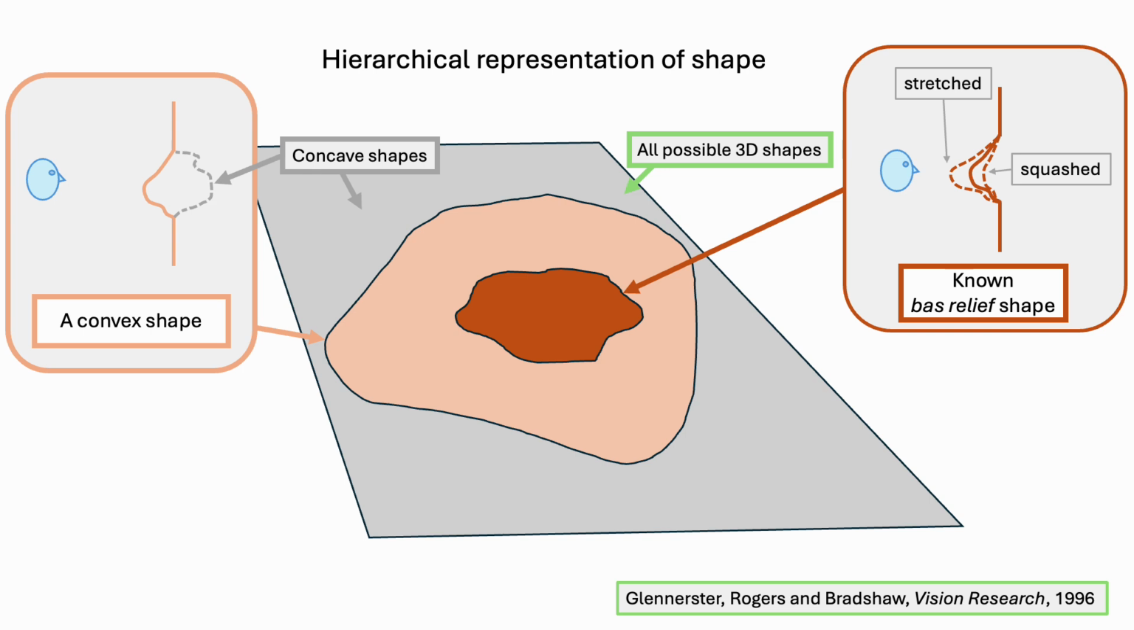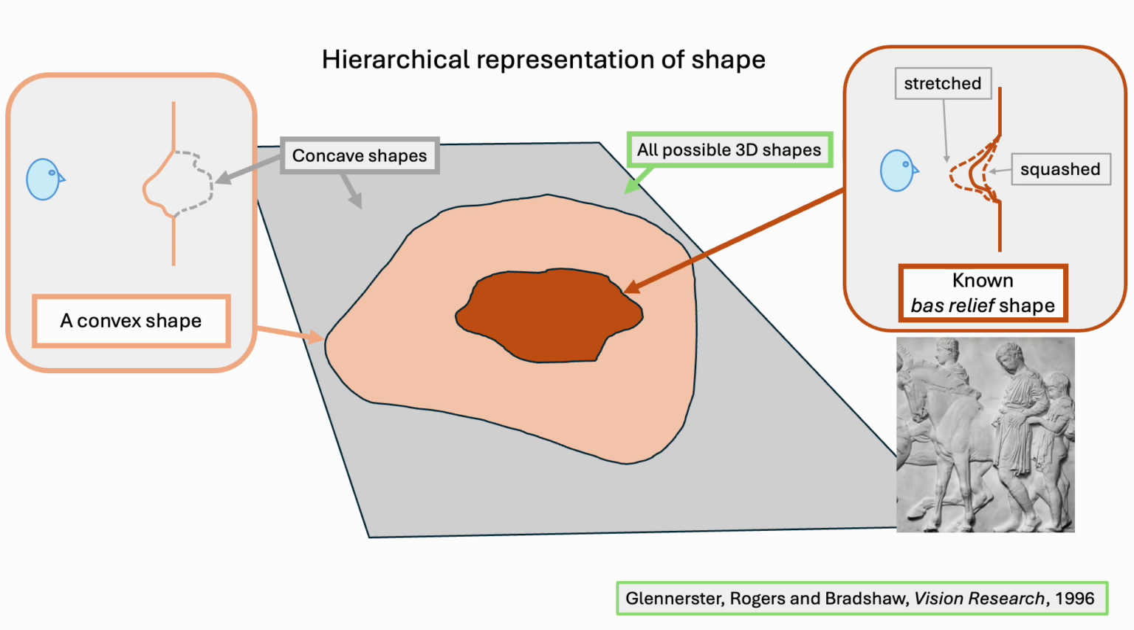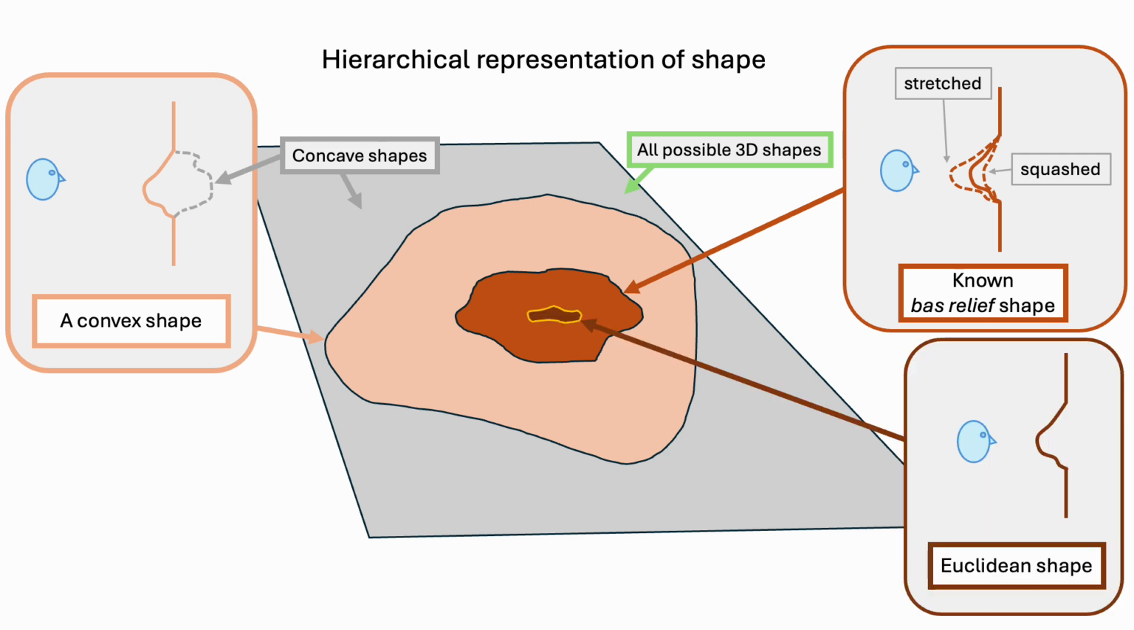You could define the bas relief shape. It could be more stretched or more squashed, and these are all the same. Like the Parthenon, that's not the true shape of a horse, etc., but it's squashed in a way that we can recognize it. And finally, you can describe the real Euclidean shape, and you've only got one description of the relief. So we're doing exactly the same as we did for location, but now for shape.